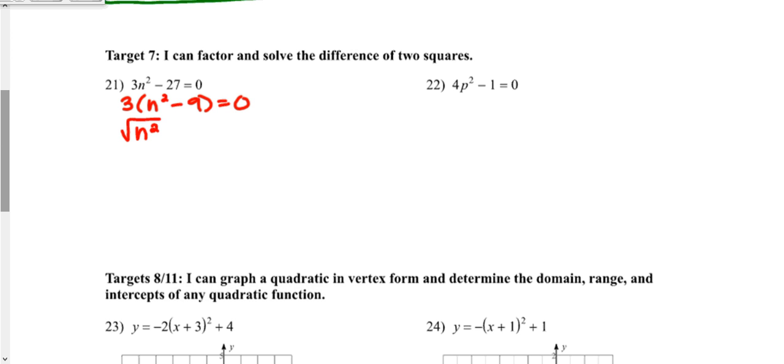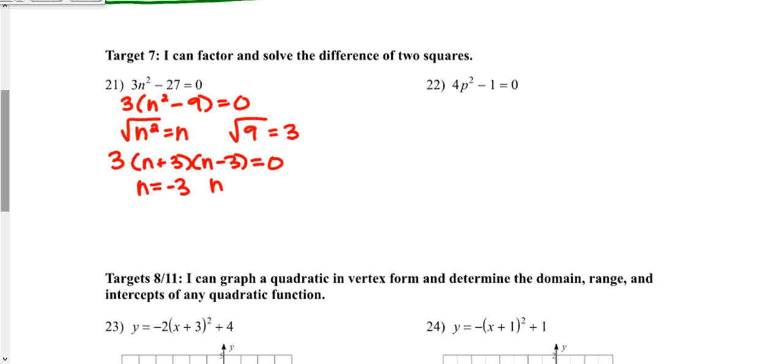So then we take the square root of both of those numbers. So the square root of n squared is n, square root of 9 is 3. And then for the factored form, that's my common factor, I add those 2 values and I subtract them. And then just like before, I set each one equal to 0 and solve.